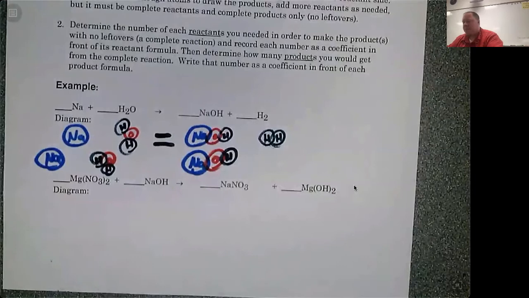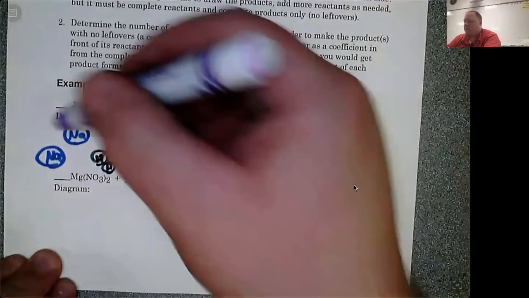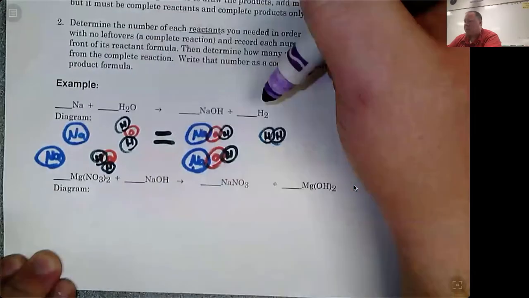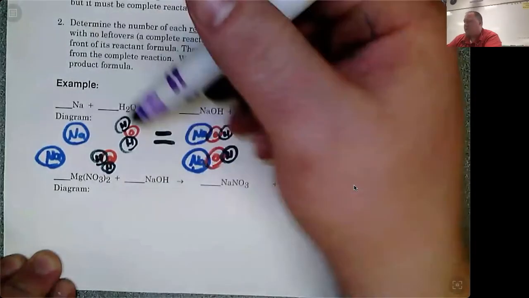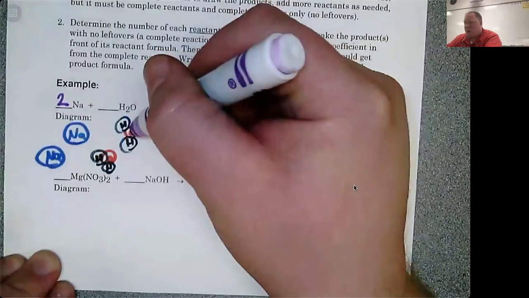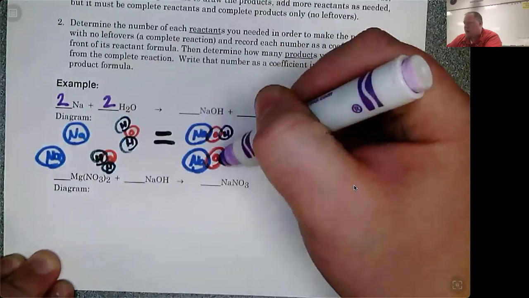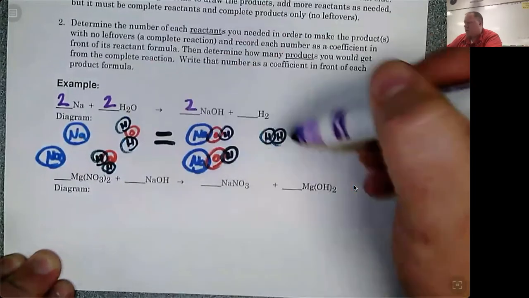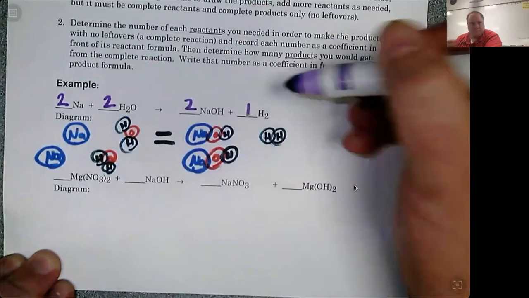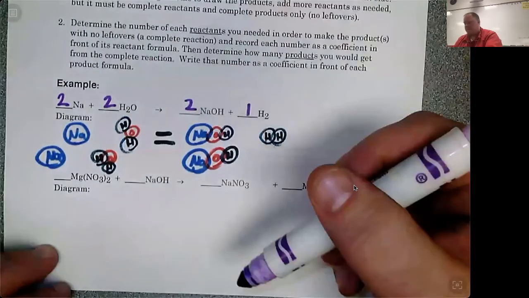So our last step, what we're going to do here is count how many we have and write them as coefficients in front. Okay, remember coefficient, how many you have. So I've got 2 sodiums, 2 water molecules, 2 sodium hydroxides, the NaOHs, and only 1 of the H2s. So those are my coefficients telling me how many I have, right?